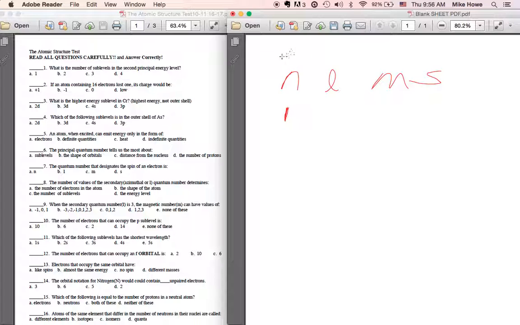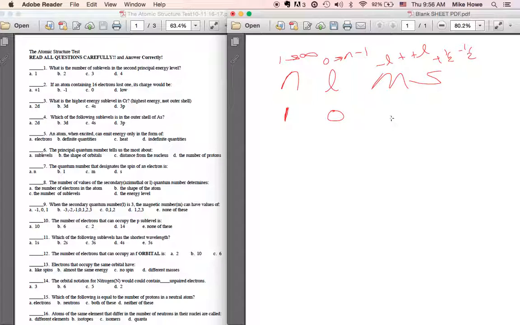So N, L, M, and S. I'm going to write up here what they are. N can be from 1 to infinity. L can be from 0 to N minus 1. M can be from negative L to positive L. S can either be a positive 1/2, which means spinning clockwise, or a negative 1/2, which means spinning counterclockwise.